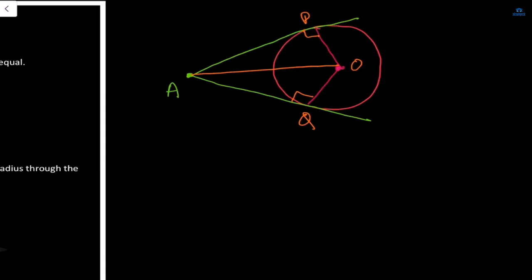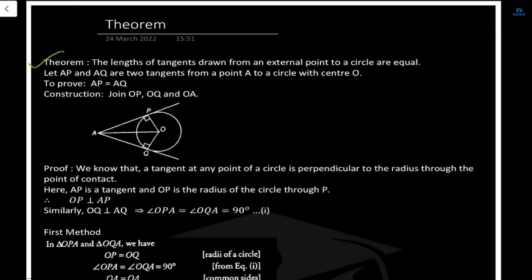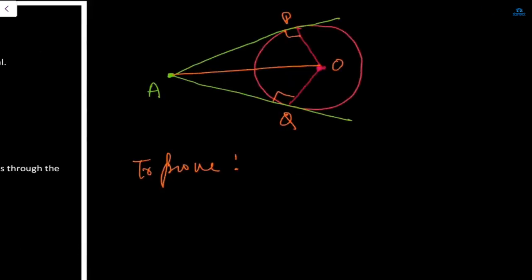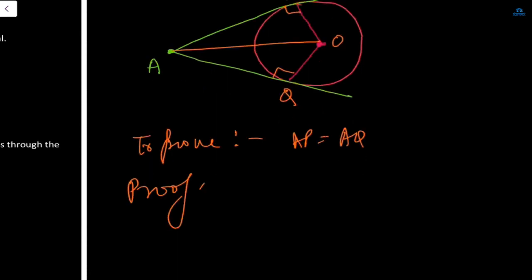To prove it, we are doing a construction. In the construction, you are joining OP and OQ. To prove that, you can see the starting: construction and then proof, I will explain to you. So we have to prove that AP is equal to AQ.